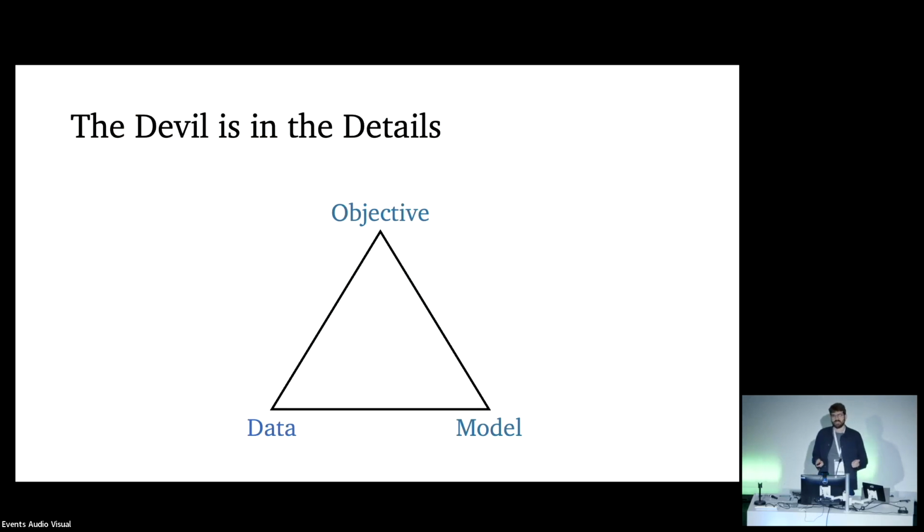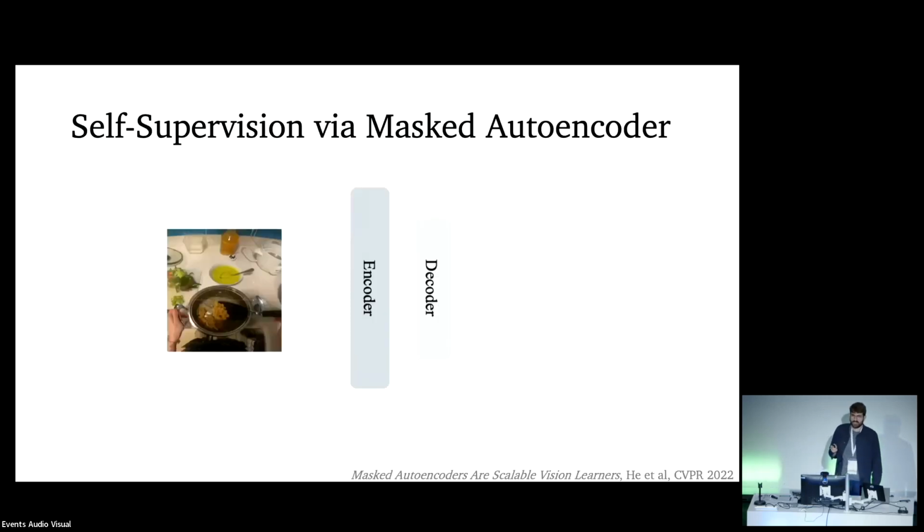The way we see it, there are 3 core components to obtain these representations: the objective functions, the data, and the model. These all have pairwise interactions, and I'll go through the specific design choices we made in this work. First, we start with our objective, which is self-supervised learning through the masked autoencoder. We build on the recent work from Kaiming He et al.